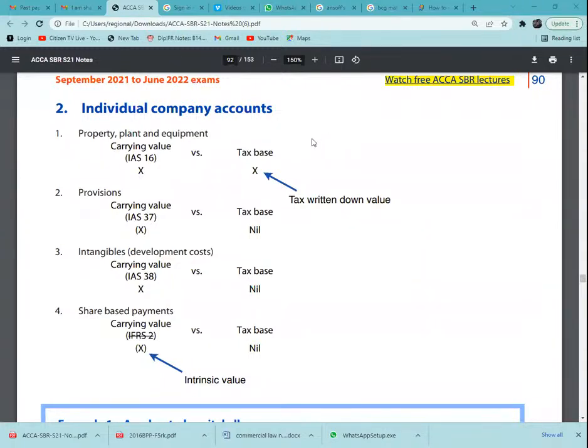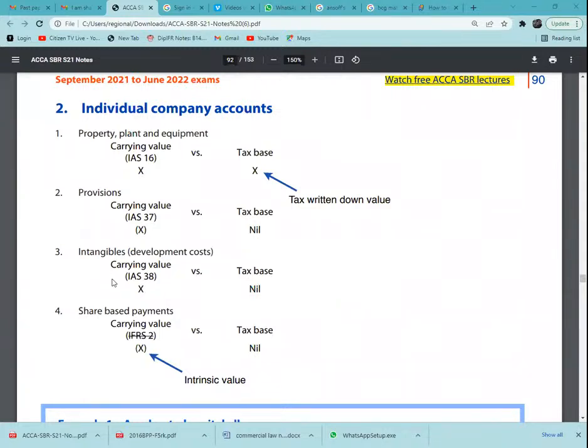Now listen, anytime we see property, plant, and equipment, this is the biggest thing that you're supposed to know. Anytime you see property, plant, and equipment, where they want you to calculate deferred tax, you shall be getting the carrying value being equal to, of course, the cost minus accumulated depreciation. And then you must give us what we call the tax base. And you can see this examiner is underscoring here that this one has to be tax written down value. Listen, any provisions will always have what? A nil tax base.